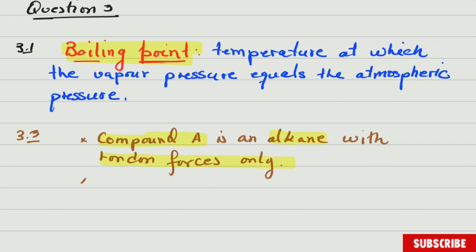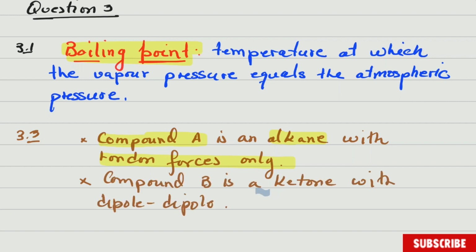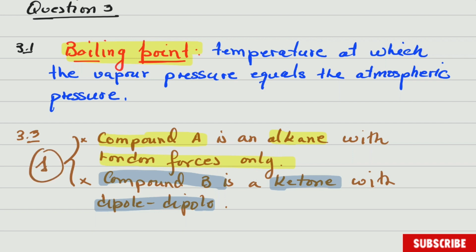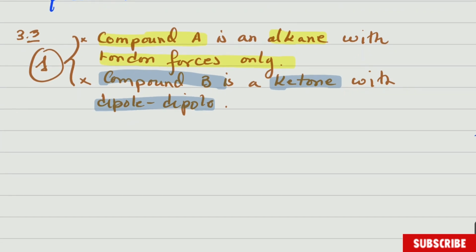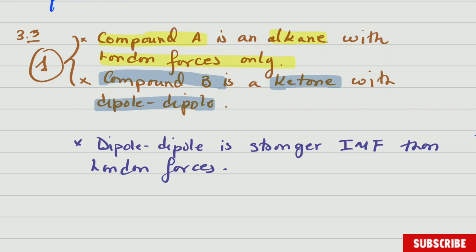You are always going to compare. So you're now going to say that compound B is a ketone with dipole forces. So this is, let's say, the first thing you have to say all the time, guys. You have to identify the homologous series and tell what type of intermolecular forces each of them has. Then you are going to compare the strength of those two intermolecular forces. So you are going to say that dipole is a stronger intermolecular force than London forces.